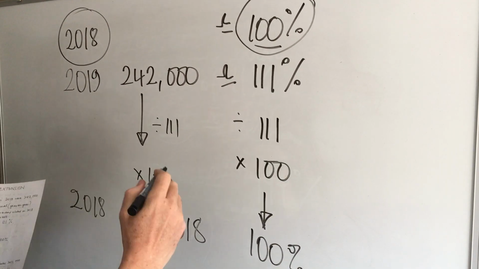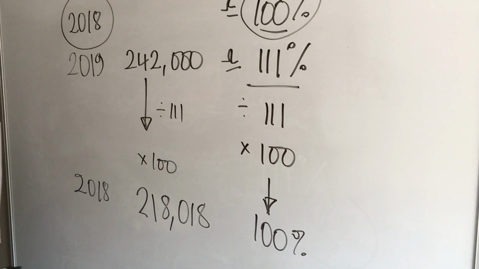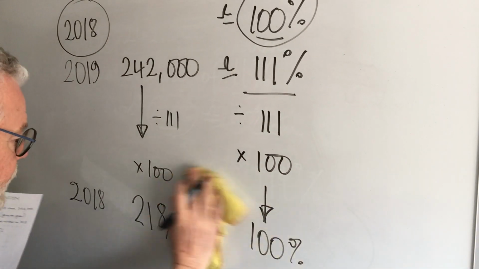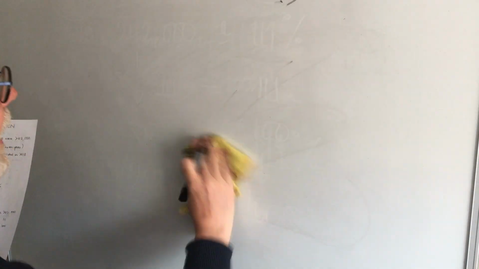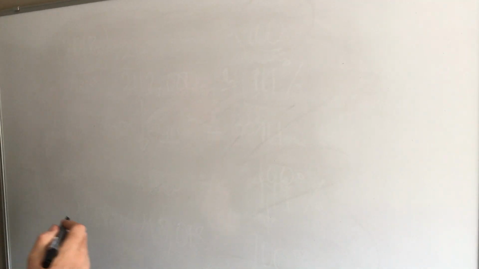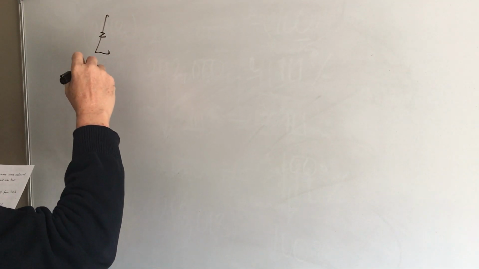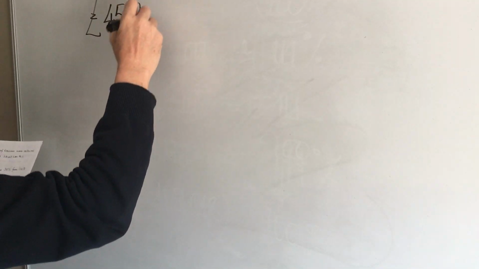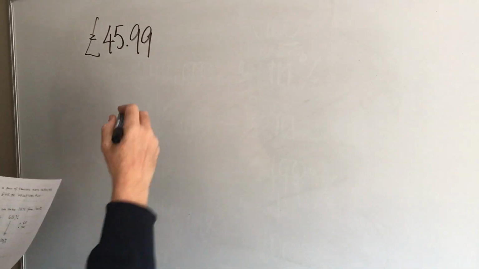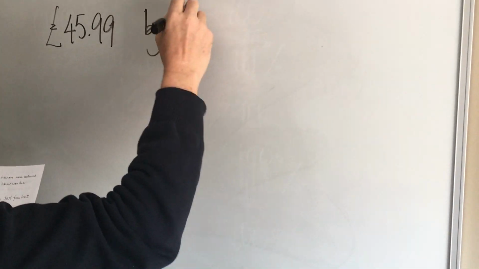If it's a percentage increase that we're given, we add it on to 100. Now, what about if it's a percentage decrease that we're given? Well, let's just have a quick look at a typical type of exam question that might be coming our way. So in a sale now, we might be told that a pair of trainers they're now $45.99 in the sale, and that's after they've been reduced by 35%.